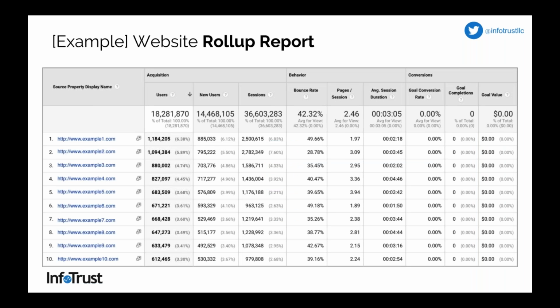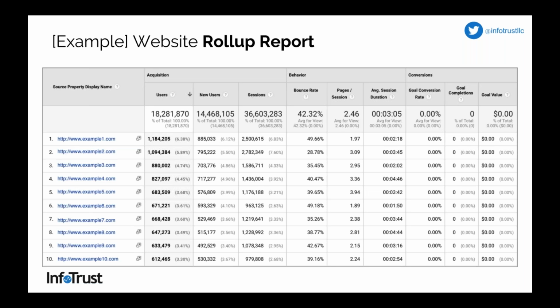And then here's an example of a report. In this case, we're looking at the first 10 of that 45 website rollup. In this example, we're looking at just example 1, example 2, etc. And so now you can see at a high level the different metrics associated with each one of those websites. If you're using an app, it'll be very similar, but the source property display name is not going to be a .com URL. Obviously, it'll probably just be the name of the app or the market in the name, something like that.